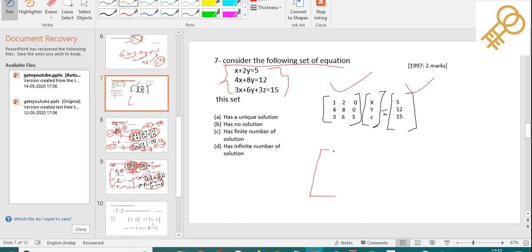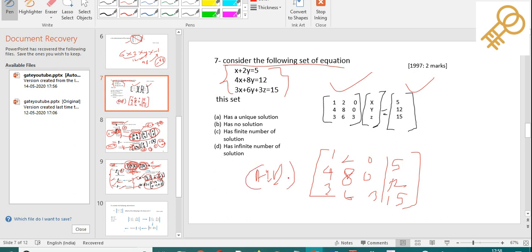Suppose we have 5, 3, and this is 2, and this is 8, and this is 6, and this is 0, 0, and this is 3. Now this is your A matrix, right? Now augment B with A, that is 12, and here is your 15, right? So this is your augmented matrix, that is A colon B.